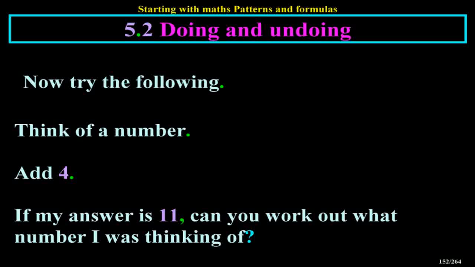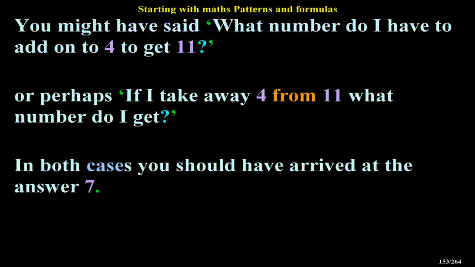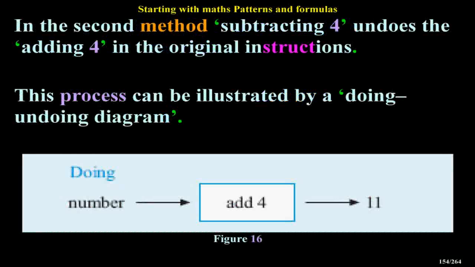Now try the following. Think of a number. Add 4. If my answer is 11, can you work out what number I was thinking of? You might have said, what number do I have to add on to 4 to get 11? Or perhaps, if I take away 4 from 11, what number do I get? In both cases you should have arrived at the answer 7. In the second method, subtracting 4 undoes the adding 4 in the original instructions.